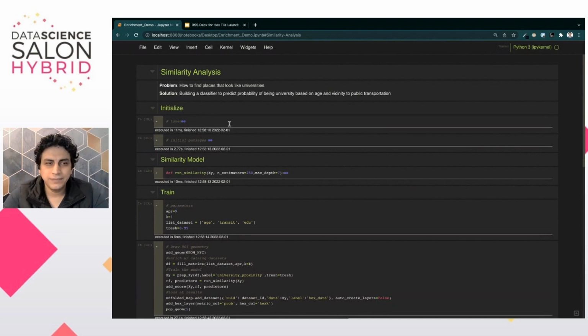And now let's have an example in Jupyter Notebook. So what is the problem here that we're trying to solve? We're trying to find out places that are lookalike universities.